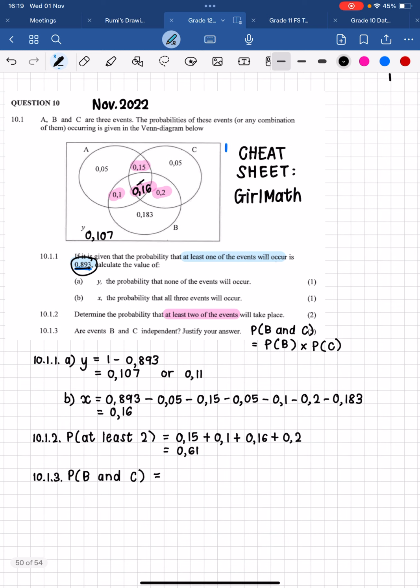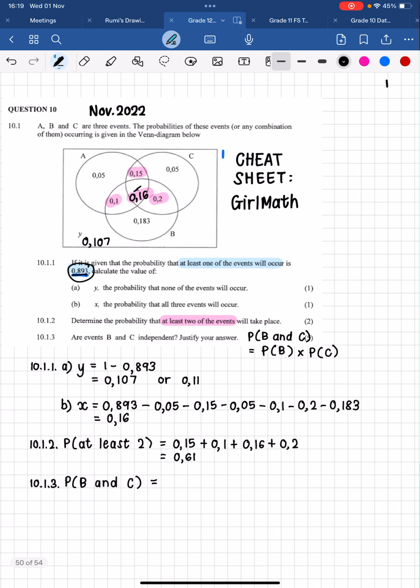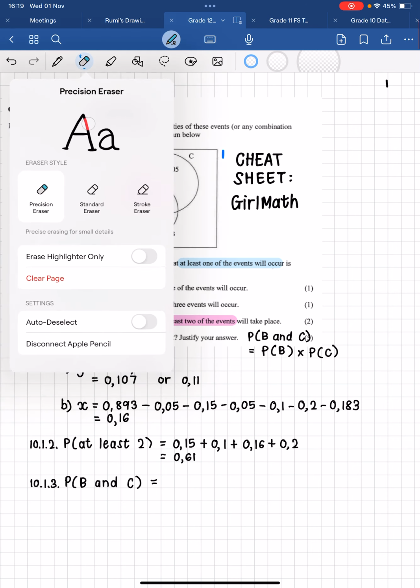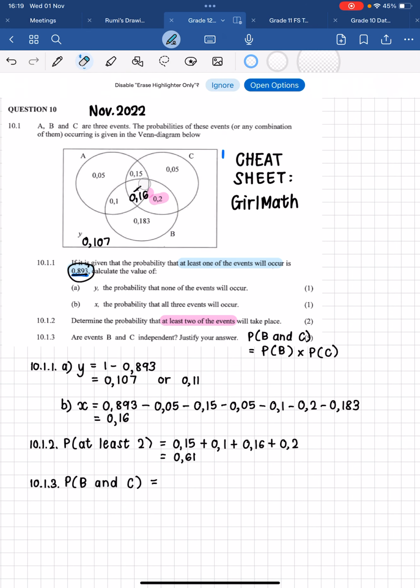Okay, so we're going to say probability B and C. Let's look at probability of B and C. So where is B and C overlapping? Let me actually just erase these highlighted bits that I have here already. The probability of B and C is where B and C overlap. So that is B and C, right? We have to include both parts of that overlapping bit.